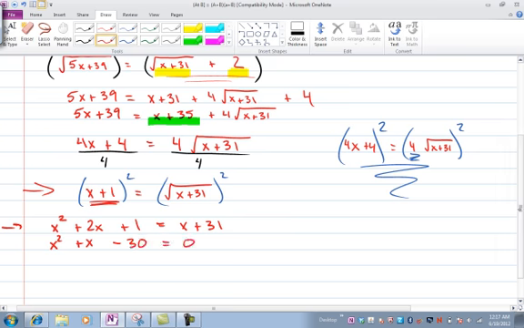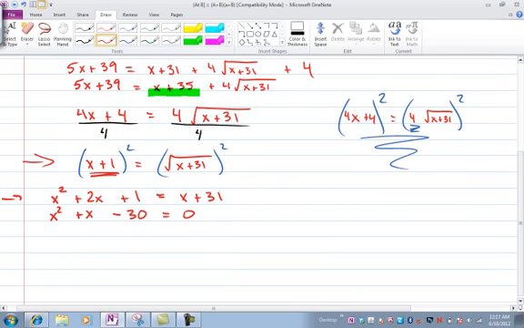And this one we can solve by factoring, so we'll go ahead and do that. If we factor the left side, that gives us x plus 6 and x minus 5. Setting each factor equal to 0 gives us x plus 6 equals 0, or x equals negative 6, and x minus 5 equals 0, or x equals 5.